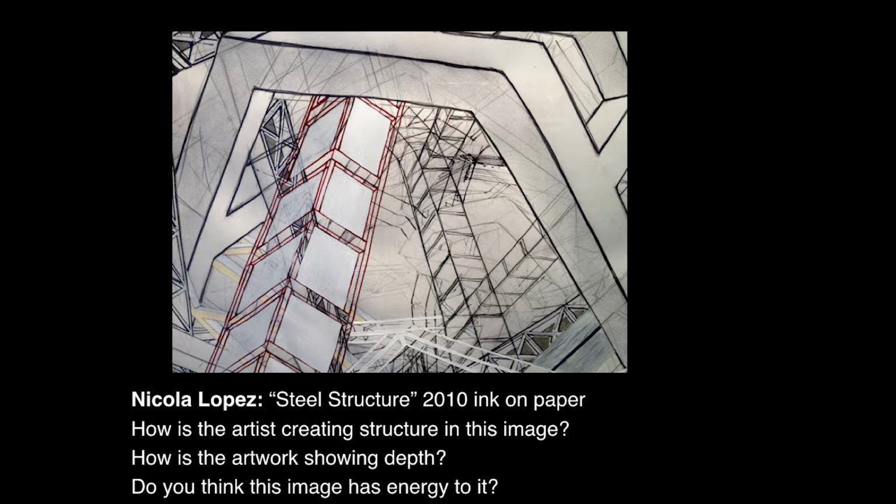This is called Steel Structure, 2010, ink on paper. This piece, even though she's creating these very architectural forms, has visual unity to it. And the way she's creating that is by implementing this idea of hierarchy. This whole drawing is basically done with the use of line. The way she varies and contrasts that line is by using this established sense of hierarchy.